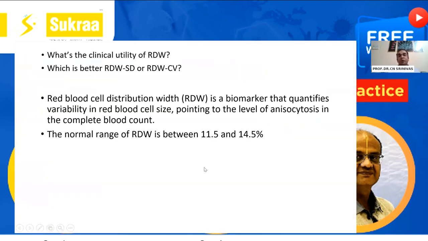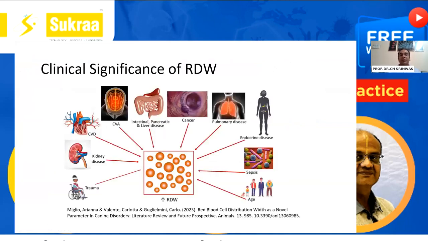So that's a very good question. RDW SD, RDW CV. So what is that? Red cell distribution width is a biomarker that quantifies the variability in the red blood cell size, pointing to the level of anisocytosis in the complete blood. The normal range of RDW, this is CV, is 11.5 to 14.5%.